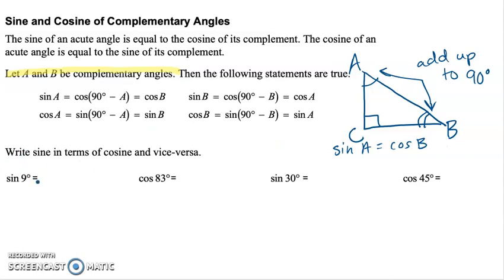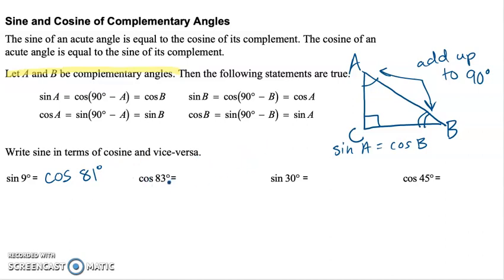So we can actually look at this in here. So if we wanted to write this, sine of 9 would be equal to cosine of what? So you'd have to think about what angle is complementary with 9. Well, that should be 81. So the sine of 9 degrees would be equal to the cosine of 81 degrees. And then same thing going the other way.